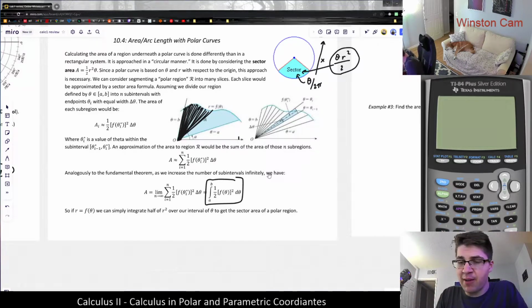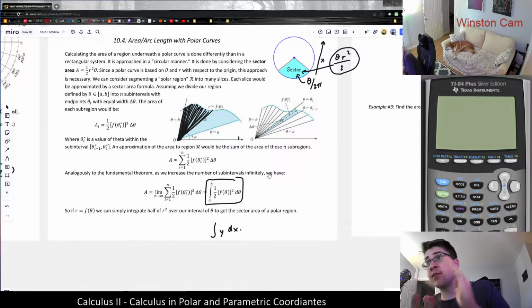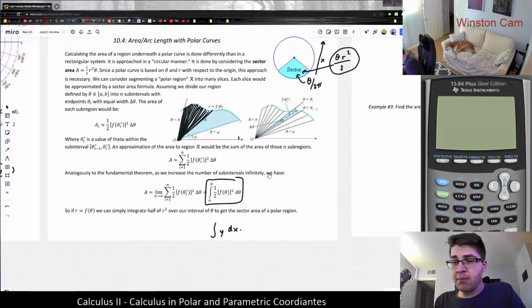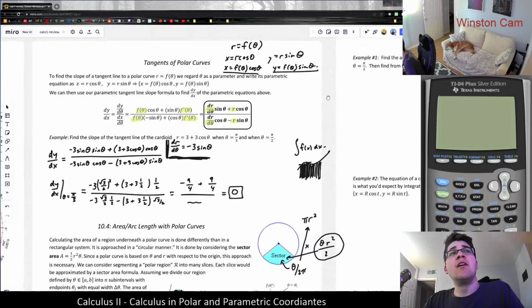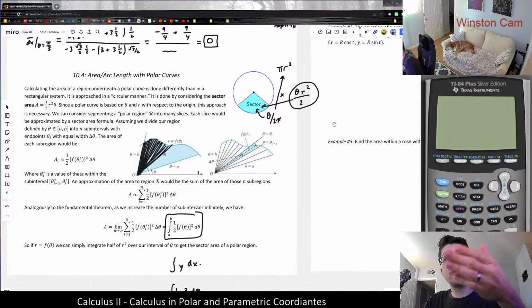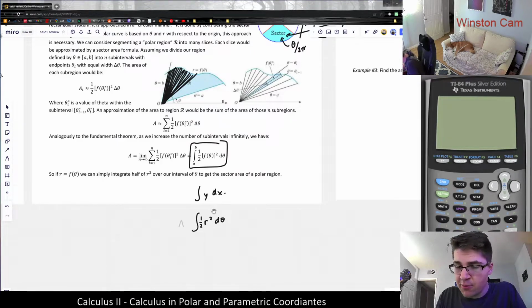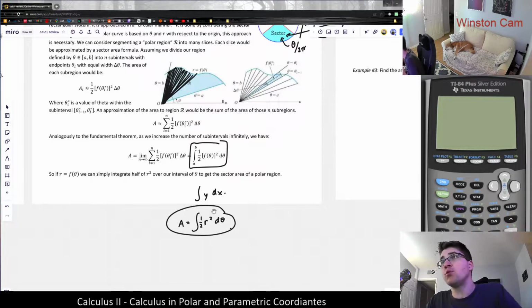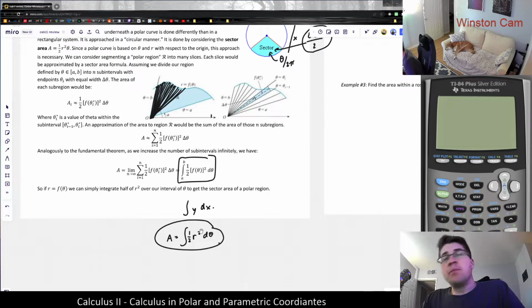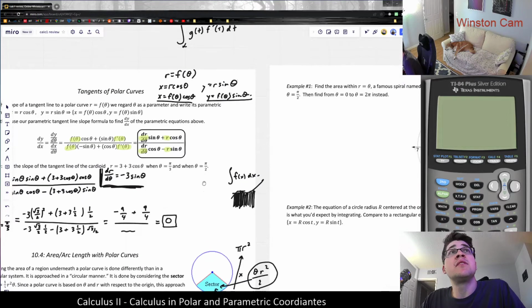That's kind of why we have the integral of y dx as the rectangular area underneath a rectangular curve. But a sector area is given by a more elaborate formula, and that would be 1/2 r squared d theta. Because again, the area of a circular sector is 1/2 r squared theta, and to integrate a more complex polar curve, we need to integrate this instead. And so essentially this gives us the formula for the area of a polar region. It's just different, but at the end of the day, it's not nearly as complex as trying to do it the way I was saying before.